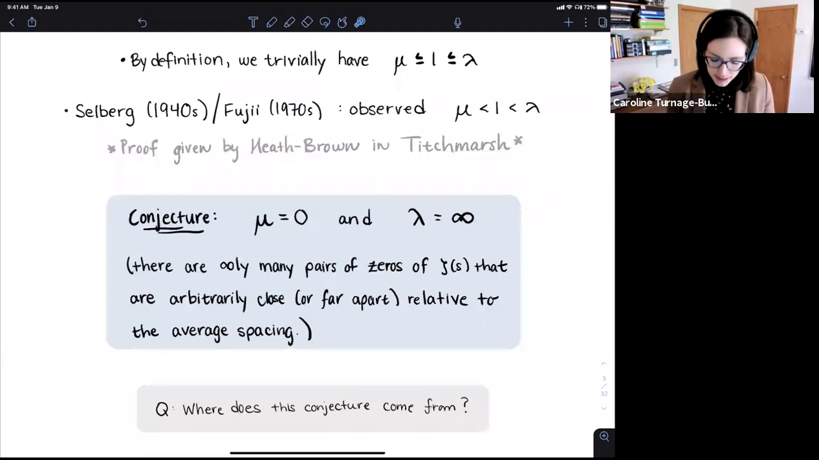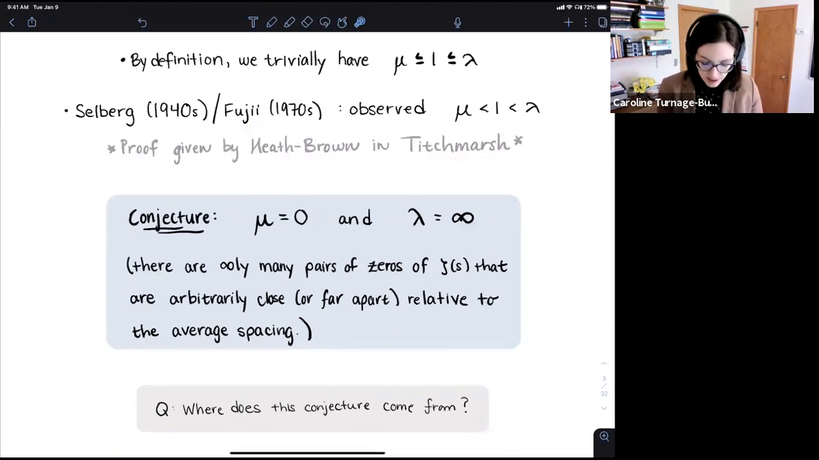But actually, we can make these inequalities strict because of some observations by Selberg and Fujii. So Selberg made this observation in the 40s and then Fujii again in the 70s, that there really does exist infinitely many zeros that are closer than the average spacing and further apart than the average spacing. If you want to see a proof of this result, then you should get out your copy of Titchmarsh and go to chapter 9. There in the notes, Heath-Brown gives a sketch for how you might actually prove this. It was not written down by Selberg or Fujii.